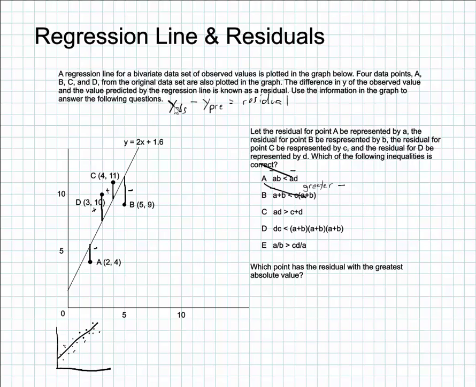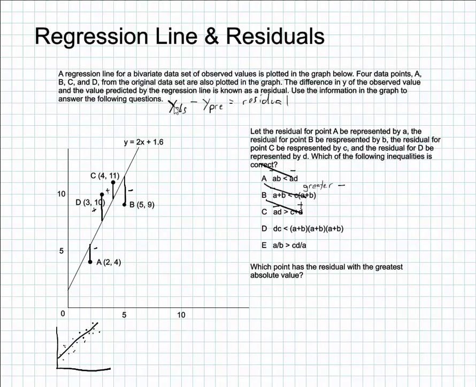Okay, so C. A times D, which is a negative times a positive, of course, then negative, is greater than C plus D. C and D are both positive, so that's going to be positive. So no, a negative cannot be greater than a positive. D.